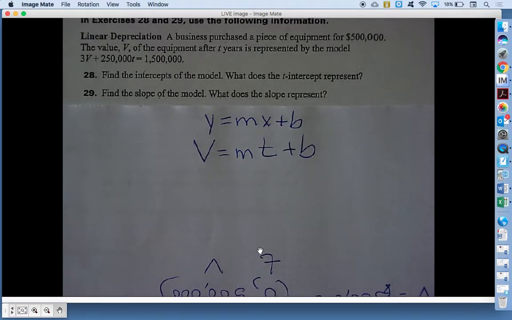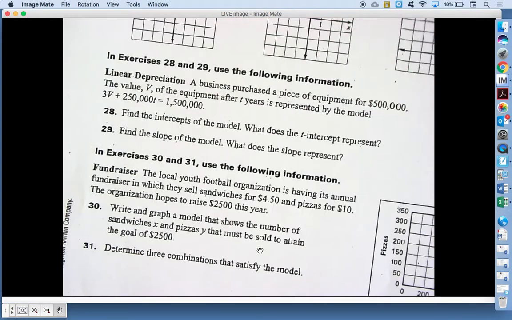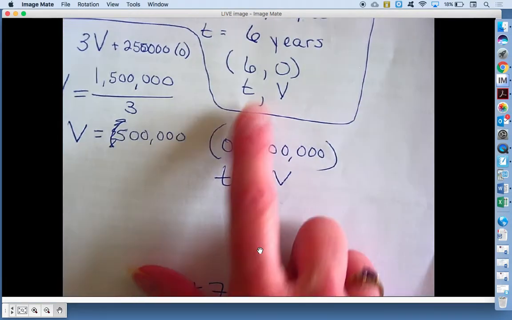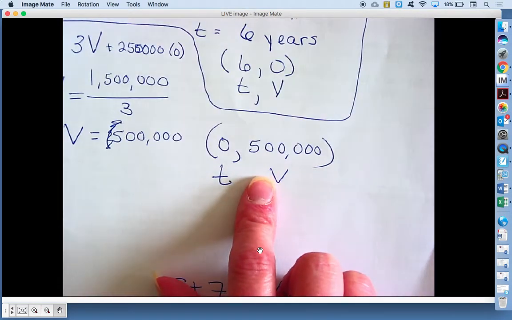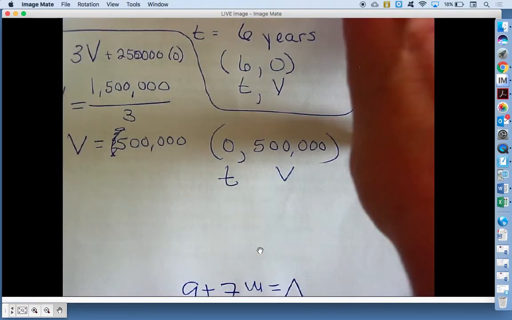She said you could use the ordered pairs. You could also use these two ordered pairs and calculate the slope that way as well. Are there questions on this problem?